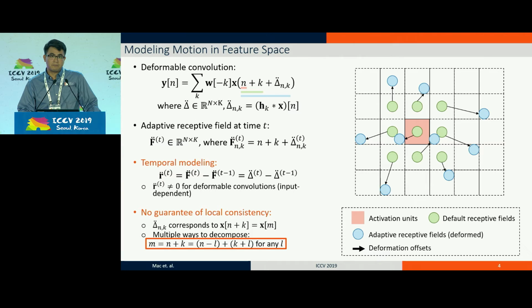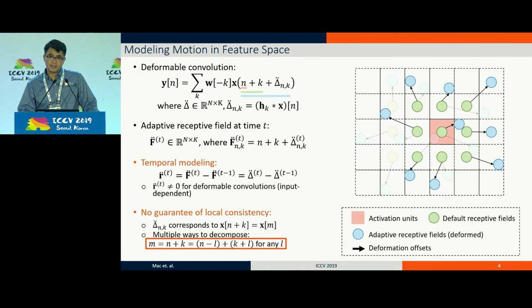However, directly modeling motion like this is not effective because there's no guarantee of local consistency. So what do we mean by local consistency? We can see that data to dots corresponds to XM, but there are many ways to decompose M. The problem happens when we move the activation unit to the next location. Since there is no enforcing of local consistency over the adaptive receptor fields, they can be freely assigned any kinds of deformable offsets. Therefore, the overlapping regions can have many kinds of deformation vectors, making the motion field inconsistent.